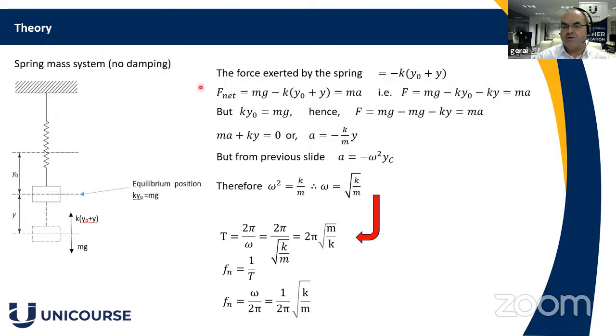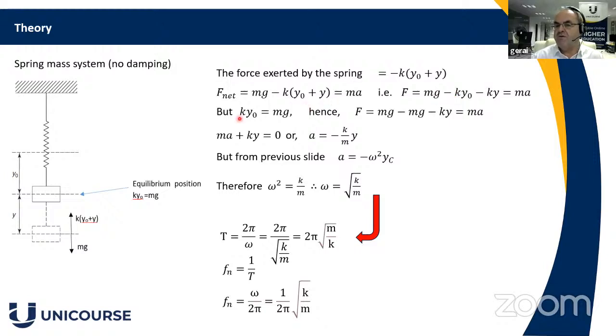So if we look at the net force acting on it when it has been displaced, the net force is mg acting downwards minus k times the total deflection, which is y0 plus y. And that must equal the mass times the acceleration. And it's going to accelerate up from that point. Now we can rearrange that a little bit by multiplying out this bracket. So we get the force is equal to mg minus ky0 minus ky, and that's equal to ma. So no changes, just multiplying these brackets out.